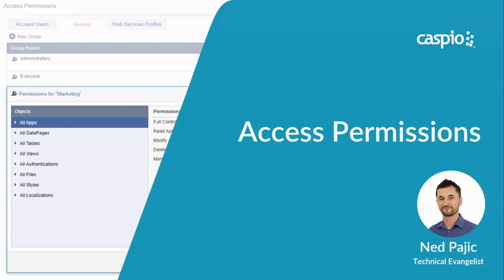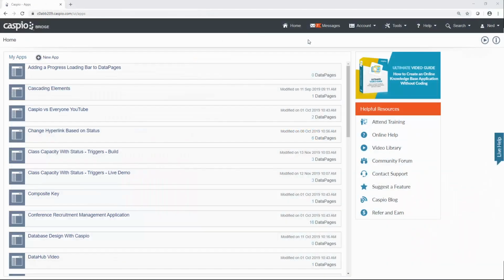Hi, let's see how we can configure user-level permissions to various objects of your Caspio account. Using access permissions is extremely useful because it allows organizations to have multiple users logged in simultaneously to help manage and build applications. As the account owner, you never want to share your own credentials with anyone else.